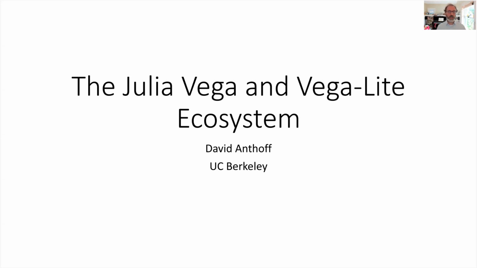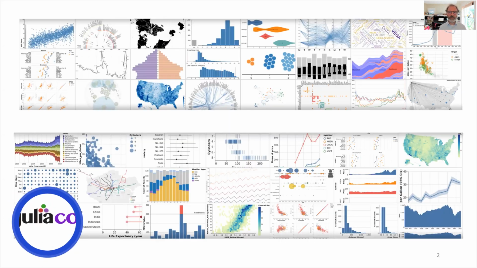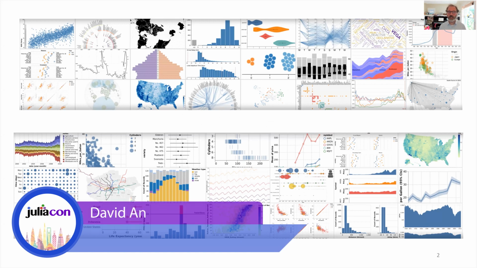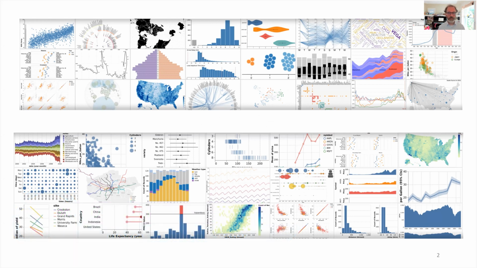This talk introduces the Julia, Vega, and Vega-Lite ecosystem. So what is Vega and Vega-Lite? Vega and Vega-Lite is a set of packages that allow you to create rich plots and figures. And here are some examples of figures that were created with the Vega and Vega-Lite system.